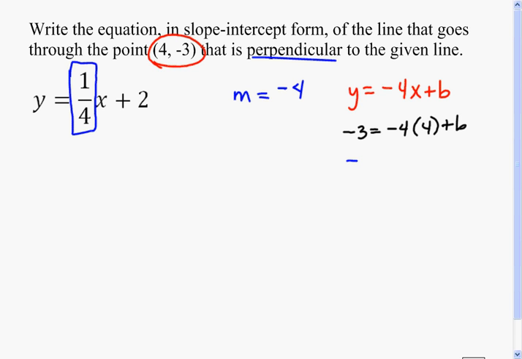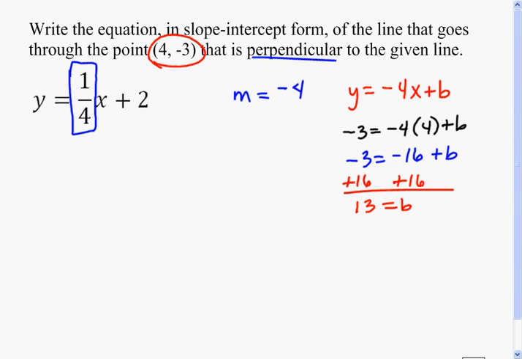So I have -3 equals a -4 times a +4 is going to give me -16, and then plus b. So now to solve this, I need to add 16 to both sides. So I have a -3 plus 16. It's going to give me a +13 for my b value.